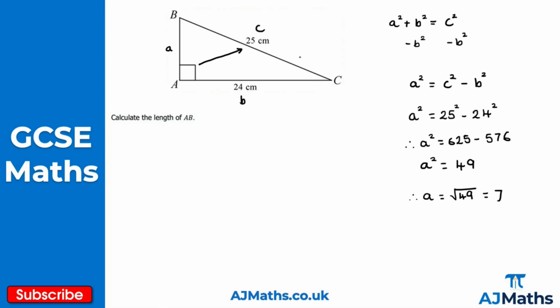Okay. The other two lengths are in centimeters, so this will also be in centimeters. So we get 7 centimeters there. So the length of AB is 7 centimeters. Okay. Again, we don't include the negative solution here when we take the square root. We just want the positive one. Wouldn't make sense to have a negative length.